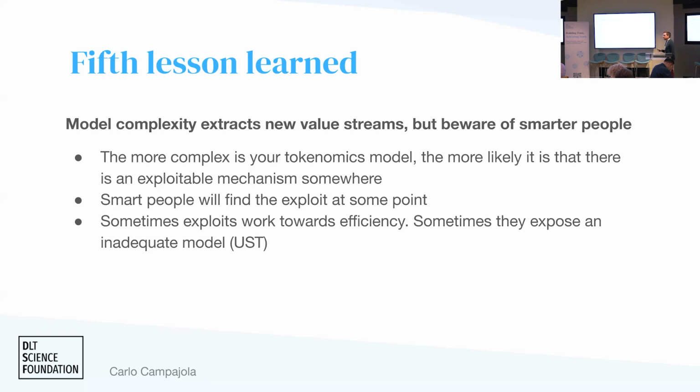That may be completely beneficial to the protocol, but sometimes exploits expose just an inadequate model, and think of Terra. The Terra-Luna pair was an inadequate tokenomic model, unsustainable, and fairly complex at least. It took time for someone to build enough power to bring it down, but they eventually were able to do that.